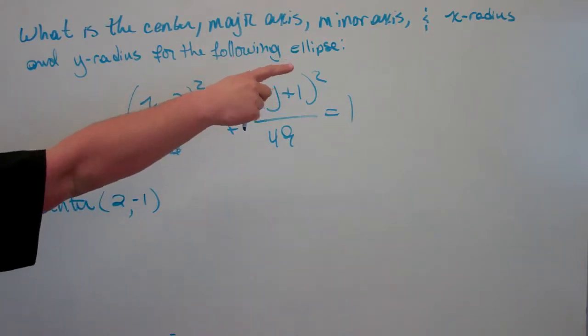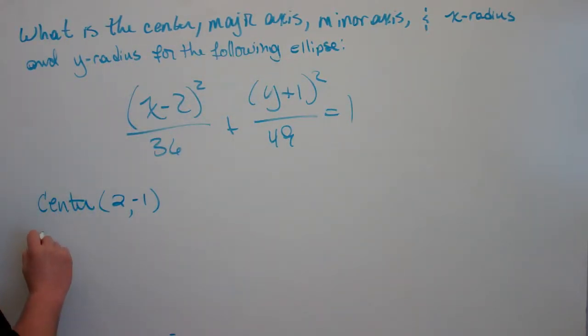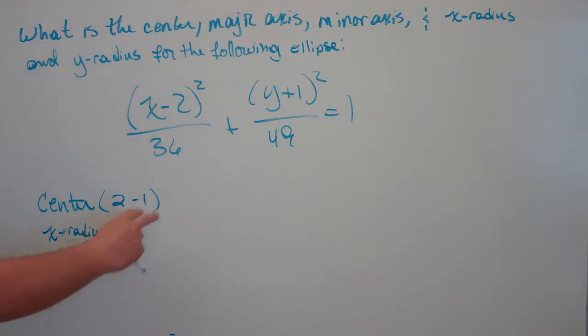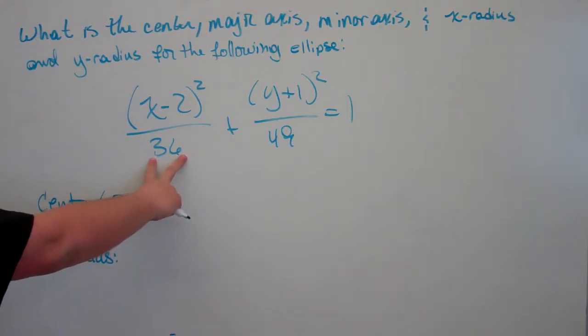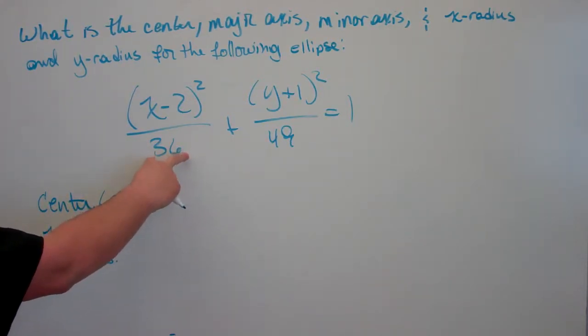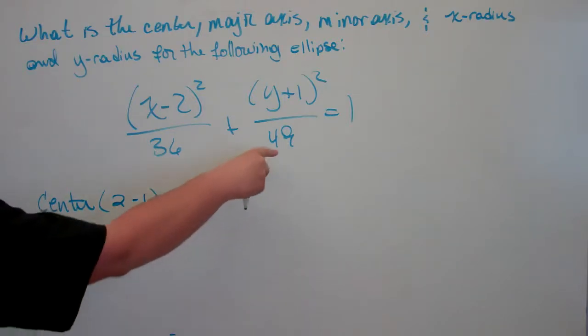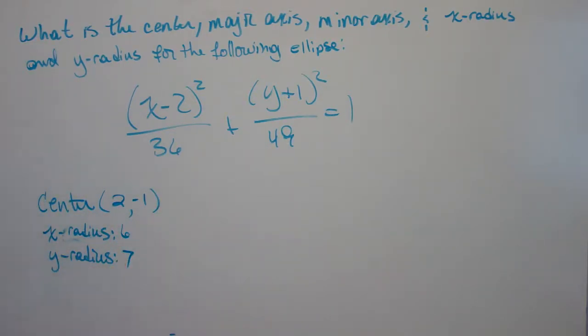Now I'm going to do the x radius and the y radius next. Well, remember, this is your x radius, but it's the square root of this number, because this is a squared and we just want a. So the square root of 36 is 6. The square root of 49 is 7. So that's our x and y radius.